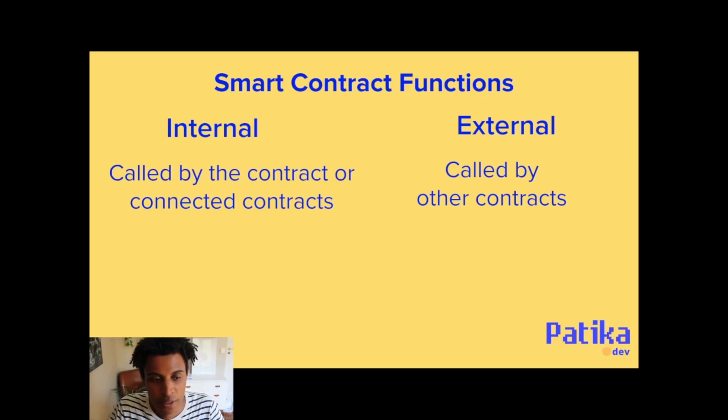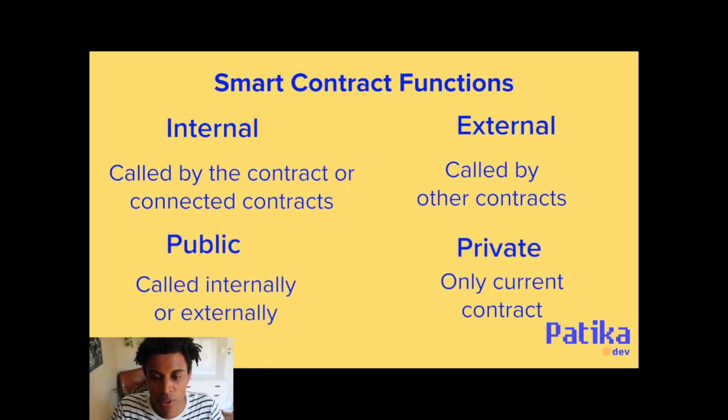On the function side of things, there are two types of functions: internal and external functions. Internal functions are only called by the contract itself, or if you have any connected or inherited contracts, that smart contract could also call those functions. While external is something that is specifically called by other contracts outside of that contract. So if you're interested in working with, let's say, a Uniswap or an Aave flash loan contract, you would use its external functions to execute that.